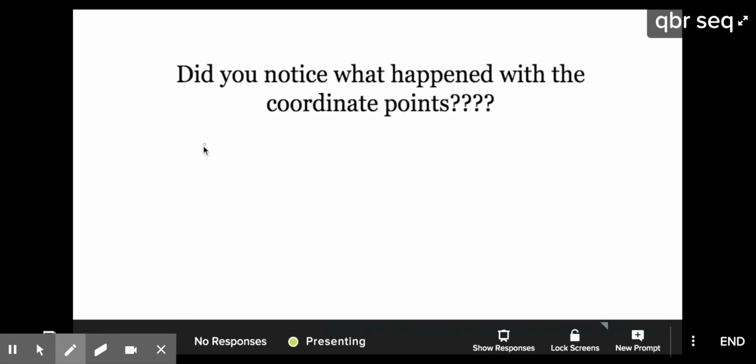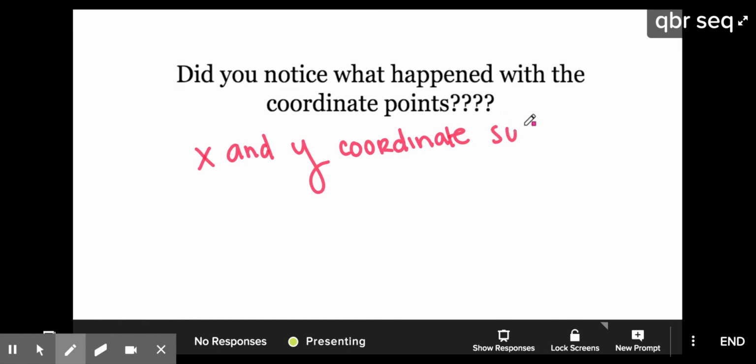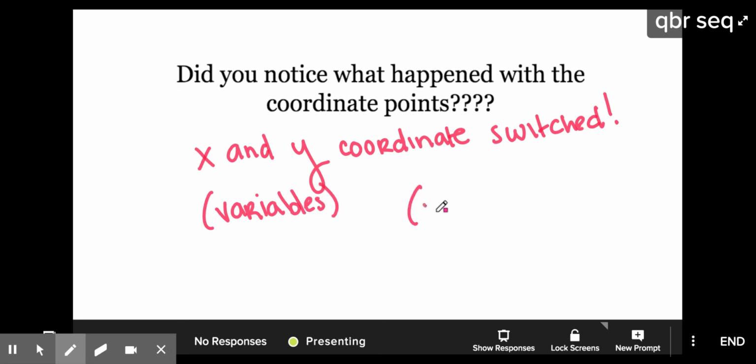So my x and y coordinates switched, right? Or maybe I want to say my variables. Maybe that's a better way to say that. My variables switched. I started off with (x, y), and it became (y, x).